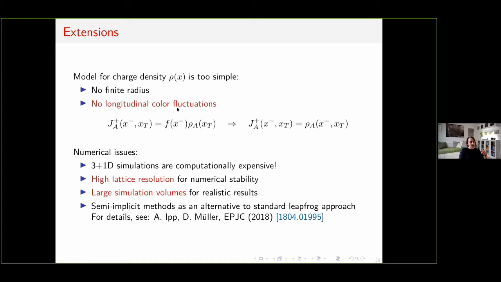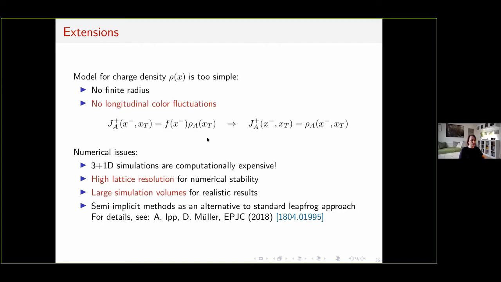factorization here. And the problem is, of course, that these 3D simulations are pretty expensive computationally. So you need high resolution for stability, but you also want to look at large simulations, so large volumes, to get actually realistic results. And we've made some progress here to improve the situation. So here you can look up a semi-implicit method for our simulation to maybe reduce the computational demand a bit. But again, it's pretty hard to go beyond this, basically.